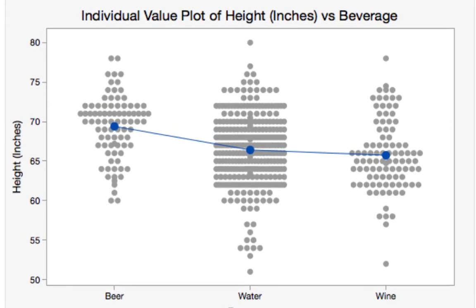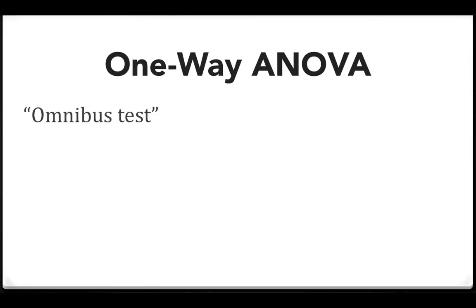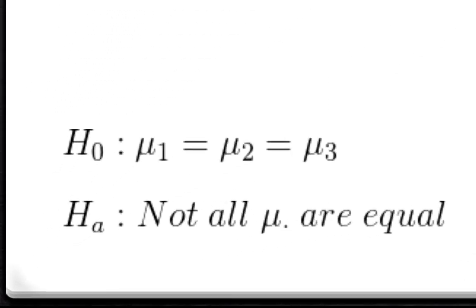Here we have plots comparing the distributions of heights of students who say they prefer beer, water, or wine. Between groups variation, which is the numerator of the F-test statistic, is a measure of how different the sample means are. Within groups variation then, which is the denominator of the F-test statistic, is a measure of the variation within each group. ANOVA is sometimes referred to as an omnibus test because it gives us information about all of the groups at once.